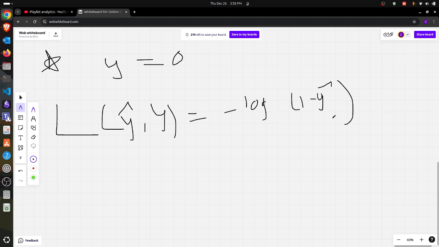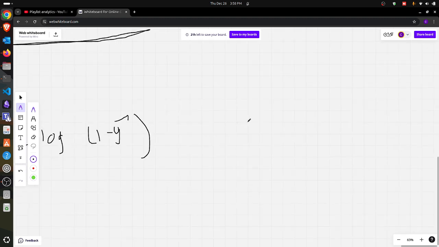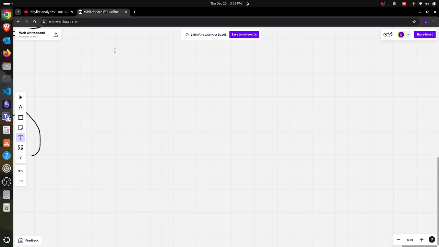So finally, the loss function was defined in terms of a single training example. It measures how well you are doing on a single training example. Just keep these things in mind. I hope things are a little bit clear, and it will get clearer with time. Now we are going to dive into the concept of the cost function.